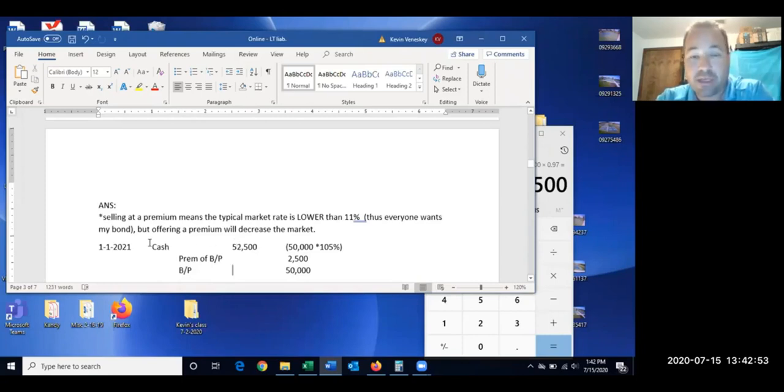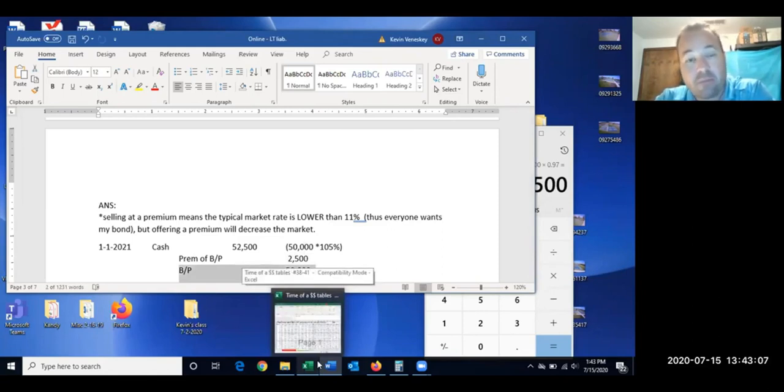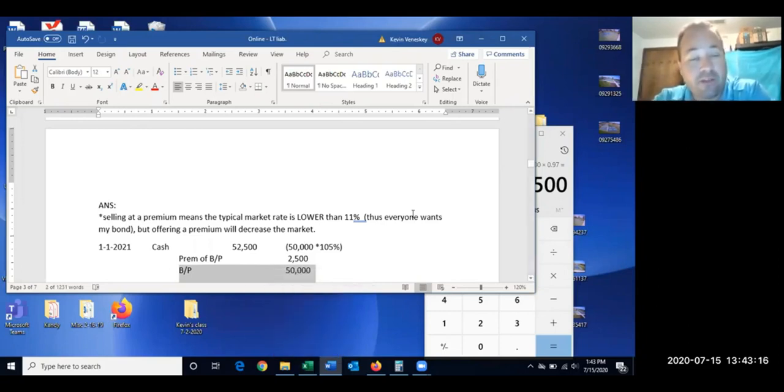First, I put how much cash we're getting. Well, we're getting 105% of the 50,000 because it was issued at 105. And then I show that my first credit is, well, I'm going to credit my bond payable because I'm going to pay them back not 52.5. They're paying me a premium. I'm going to pay them back only 50,000. The difference is that $2,500, and that's the premium. They're not going to get that back. But how they're going to get that back is by me paying more interest than what the market is willing to pay. So that it kind of is a wash at that point.